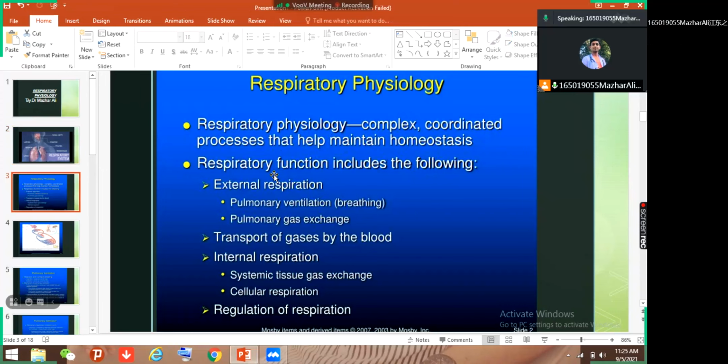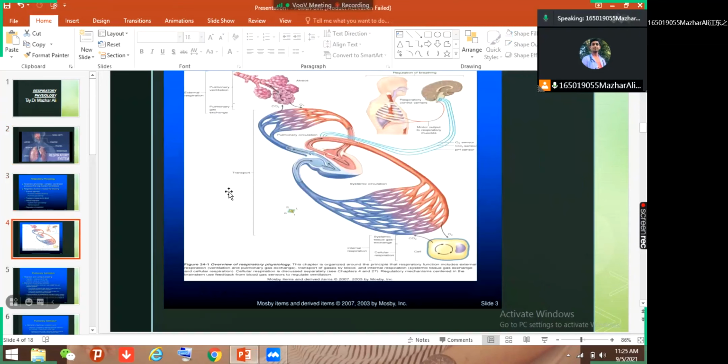Respiratory function includes the following things. There is external respiration, which is pulmonary ventilation, what we call breathing. Then pulmonary gas exchange, then transport of gases by blood, that is, how blood transports the gas from the lungs to the tissue. Then there is internal respiration, how the systemic tissue gas exchange happens, cellular respiration, and regulation of respiration. Then we will talk about the controlling center of the respiratory system in the brain. Let's start from the basic thing.